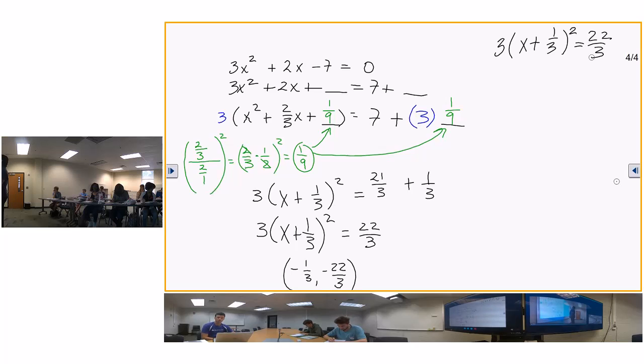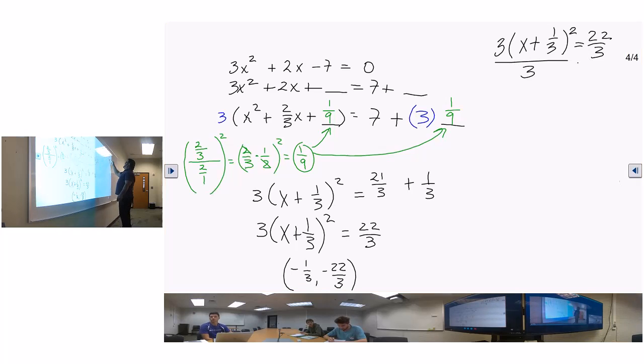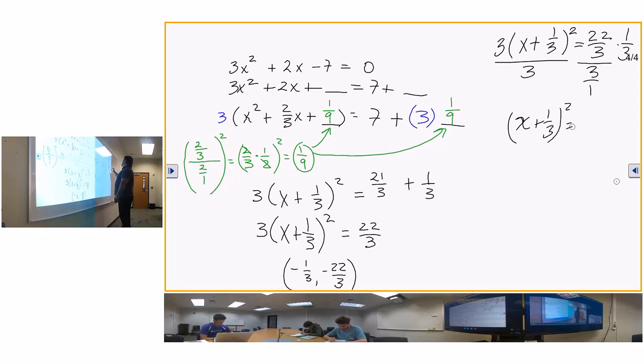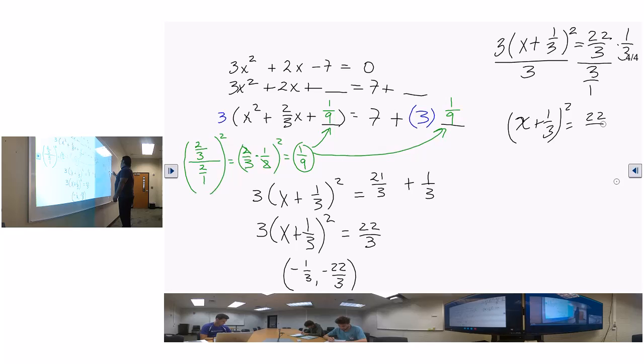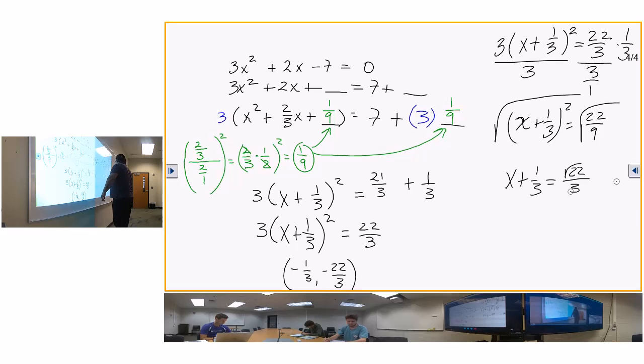Otherwise, definitely. Please. So divide by 3. When you divide by 3 over 1, what do you do? You multiply by the reciprocal, 1/3. Oh, that's x plus 1/3 quantity squared is equal to 22 over what? 9. X plus 1/3 is equal to the square root of 22 over 3. And what is the square root of 22?